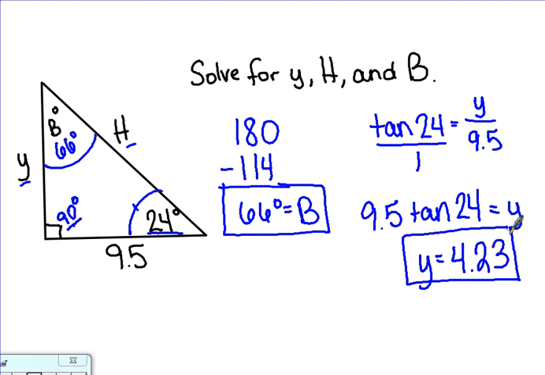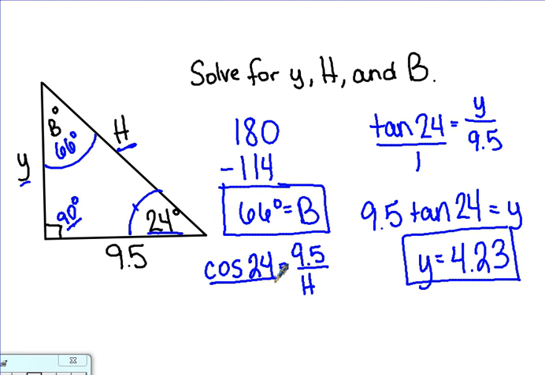We're going to use something similar to solve for side h. Now we said that side h was the hypotenuse, and we know the adjacent side, so we're going to use a function that deals with the adjacent and the hypotenuse, and that, of course, would be cosine. So we're going to say the cosine of 24, because we're still basing it off of that 24-degree angle, is equal to the adjacent, which is 9.5, over the hypotenuse, which is h.